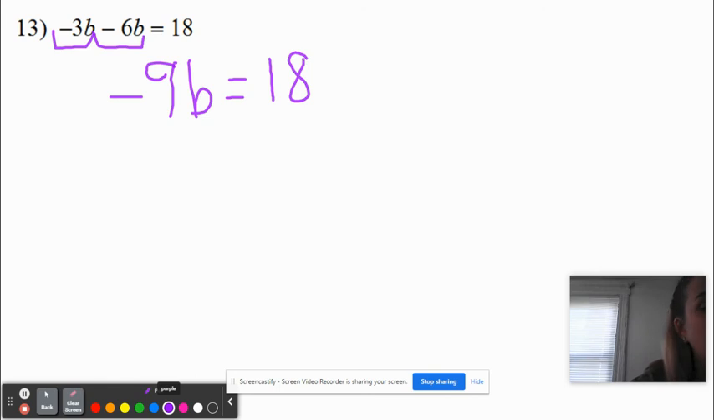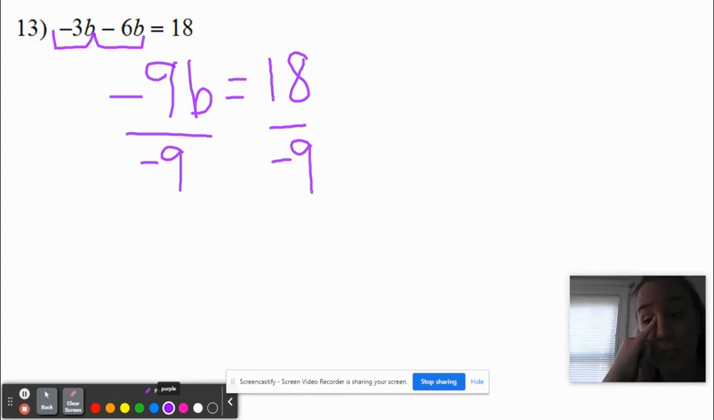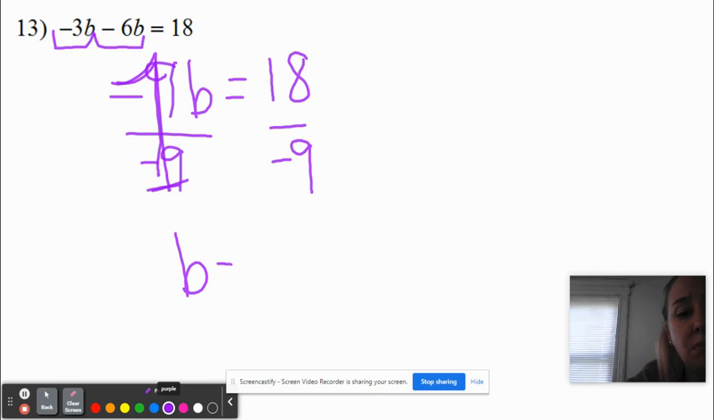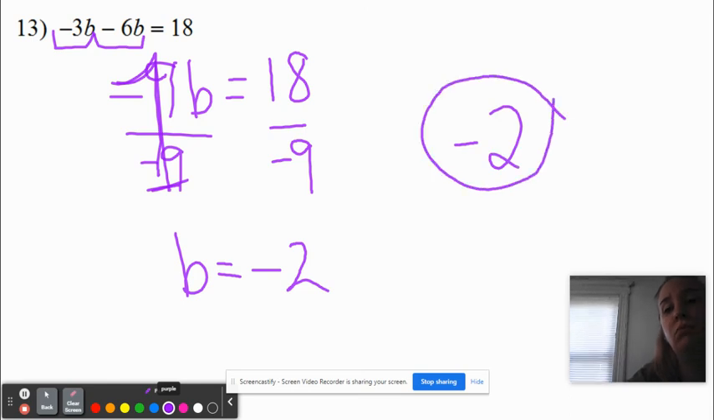So we're going to undo that by dividing both sides by that coefficient. Negative divided by negative is positive. 9 divided by 9 is 1. So the b comes down. Positive divided by a negative is negative. 18 divided by 9 is 2. So your final answer is negative 2. Ta-da!